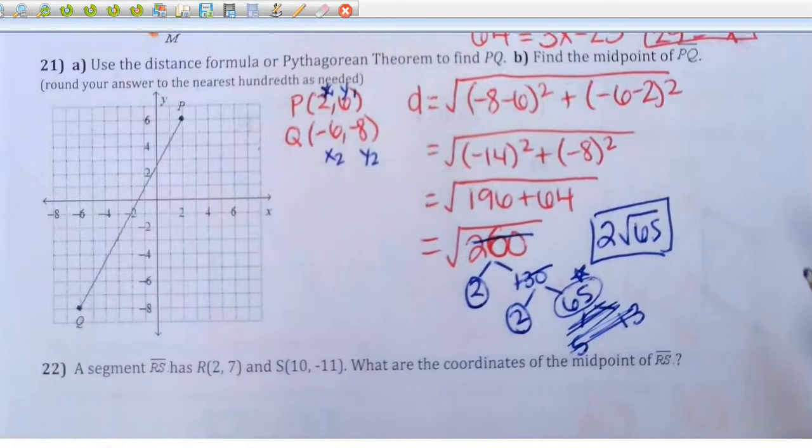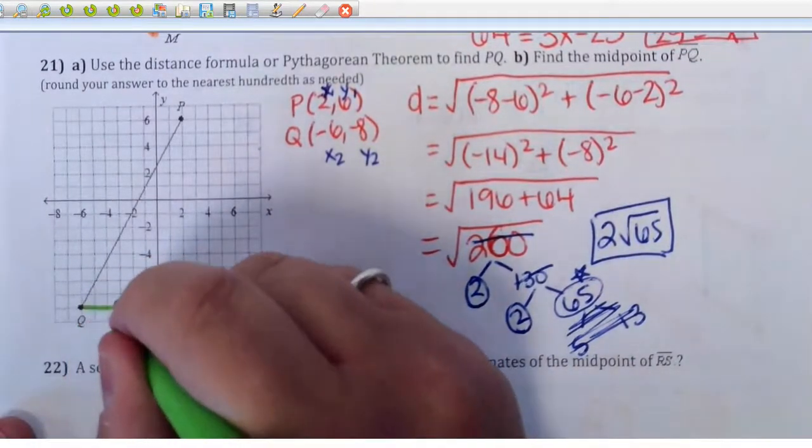The other way you can do the distance, if you would like, is I'm going to turn this guy into a right triangle.